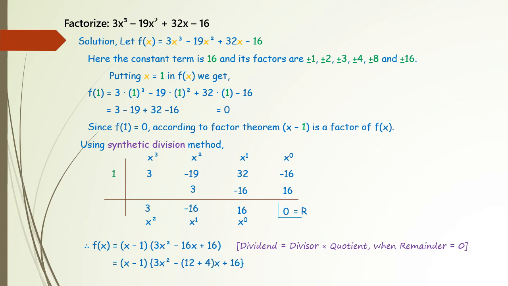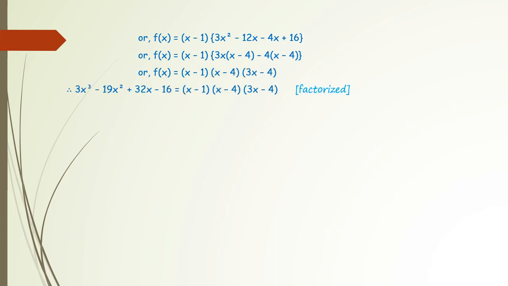Okay, so the first factor here is x minus 1, which is linear, and we don't need to factorize it further, whereas the second term, being a quadratic polynomial, we can factorize that, and we will use the sum product rule to factorize it. So when we factorize the second factor, which is the quadratic expression, we will break it down to x minus 4 times 3x minus 4.